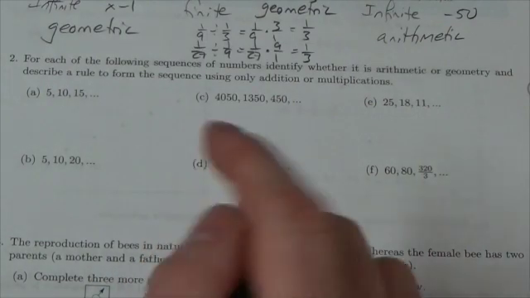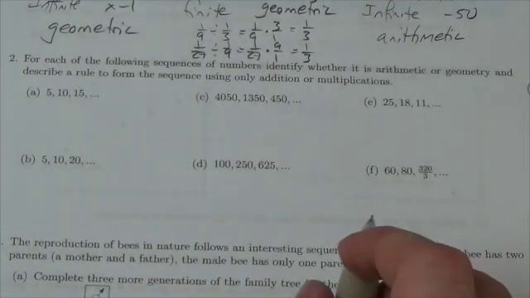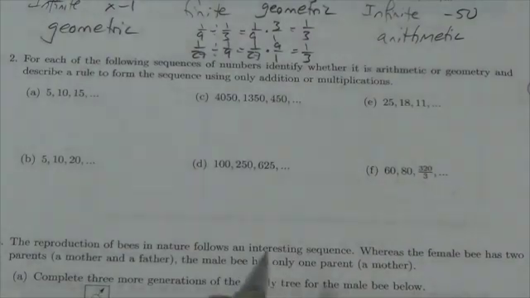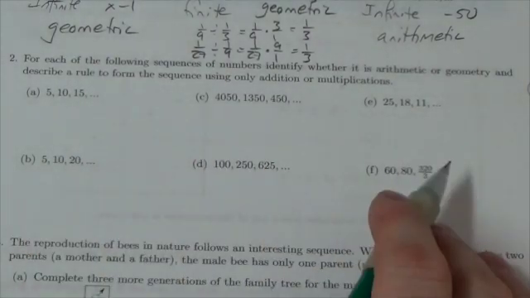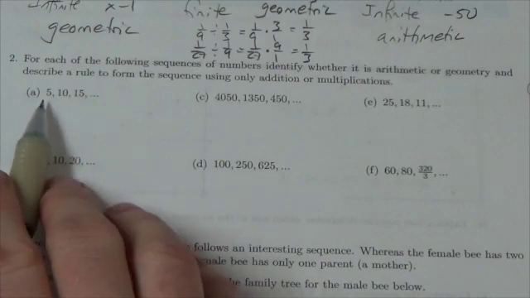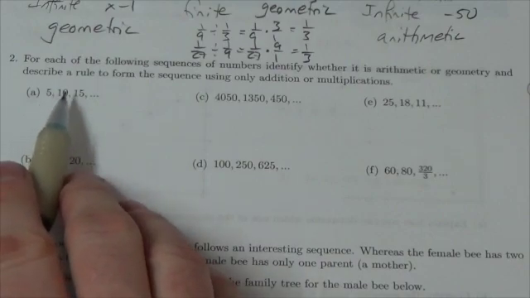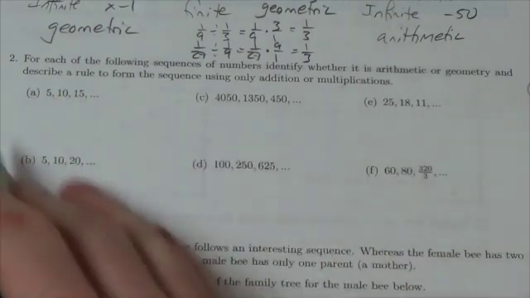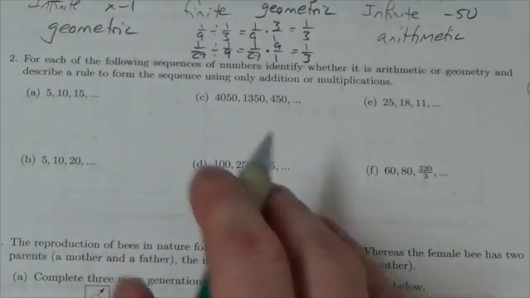Okay, question 2. In many ways like question 1, except we're not interested in whether it's infinite or finite. Here we're just interested in what the rule is, whether it's arithmetic or geometric, and what the rule is. So let's take a look at the first one here, from 5 to 10, 10 to 15. By the way, we're going to do them all again here because these are very quick questions.